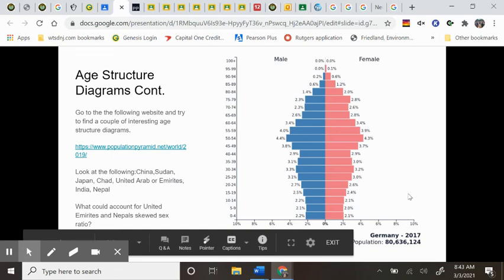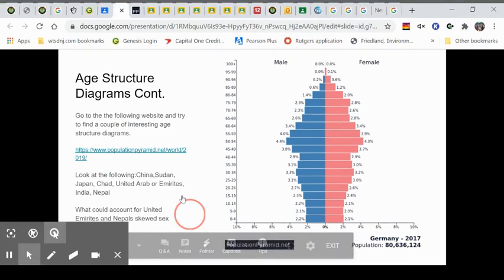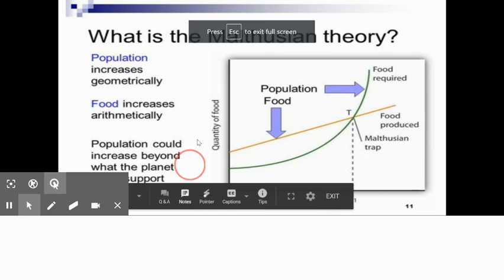And you could also tell what's going on with their sex ratio. So, this is Germany. Notice it's top heavy. The majority of the population is older, and now they have a younger population that has stabilized. This is Germany taken in 2017. All right, let's go to our next slide. Oops, sorry.